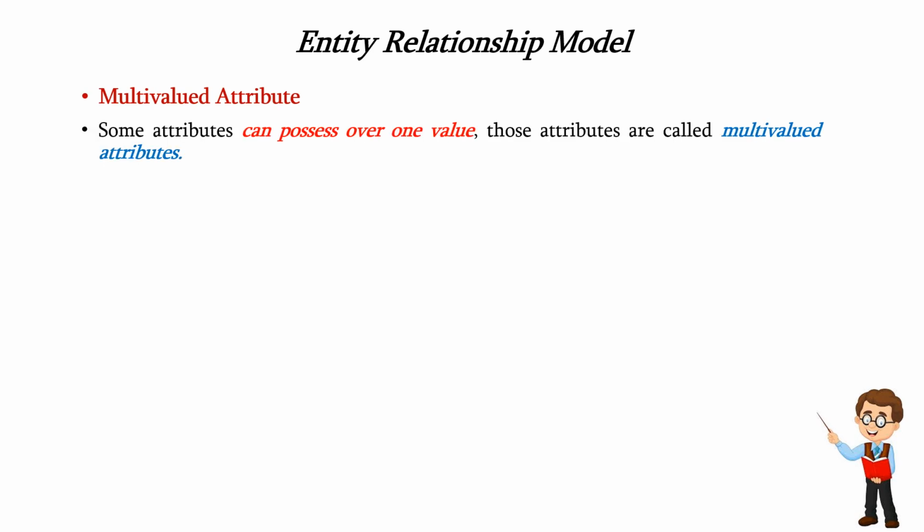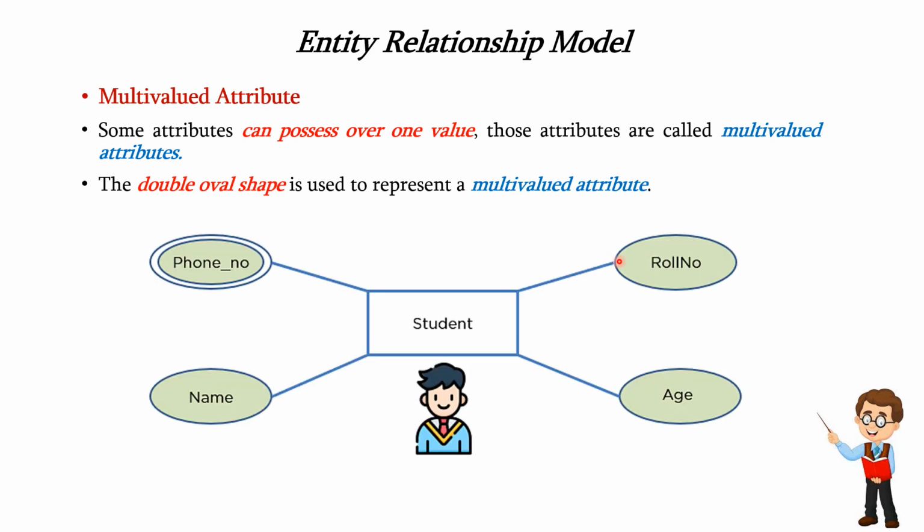Next, we have multi-valued attribute. Some attributes can possess more than one value. Those attributes are called multi-valued attributes. So the double oval shape is used to represent the multi-valued attribute. So here we can see that the student entity can have the attributes roll number, name, age and phone number. So here phone number is represented as a double oval, which indicates that more than one phone number can be there for a particular student.